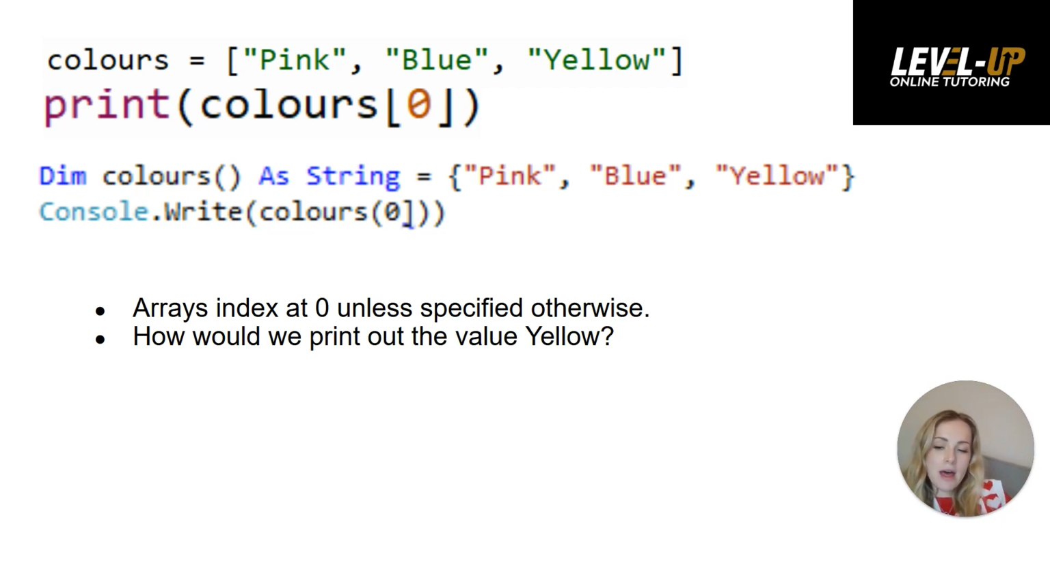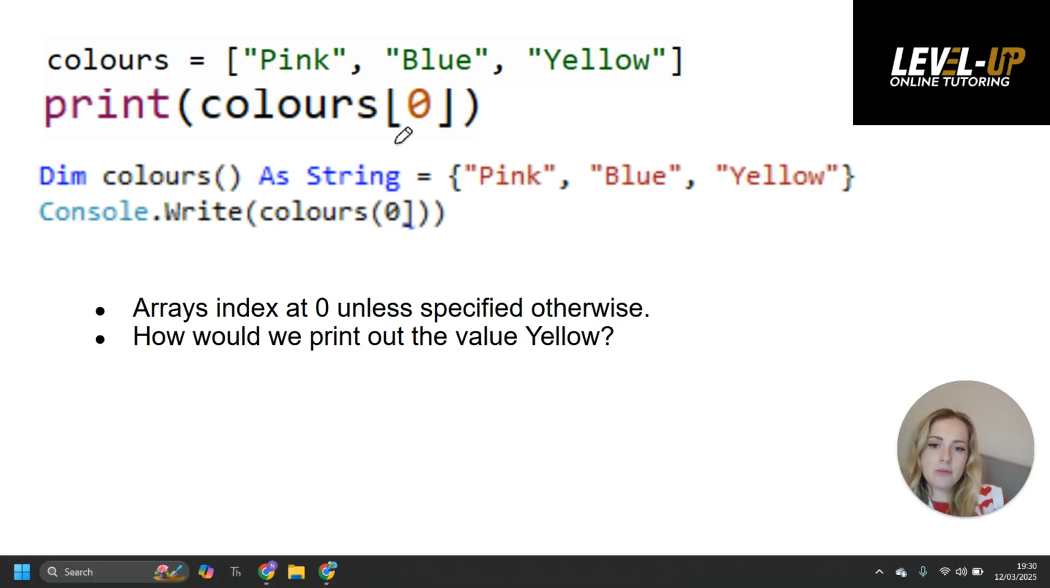Okay, I want you to have a little go at this. Pause this video and see if you can print out the value yellow. You could even see if you can create an array yourself in your chosen language. Okay, to give you the answer, you should have put in Python print colors 2, or console.write colors and then position 2, because we are referencing that element. It was position 2 because we started at 0.